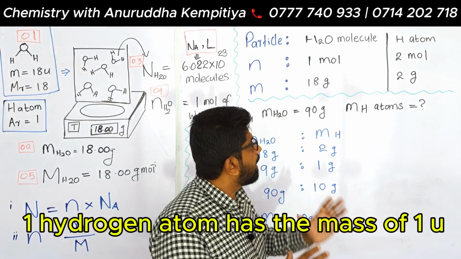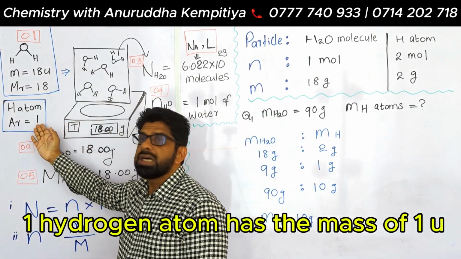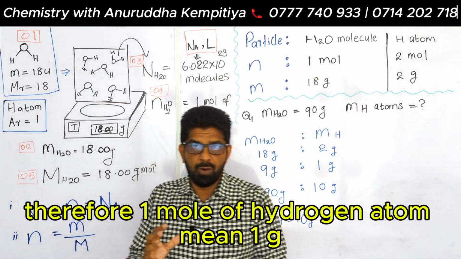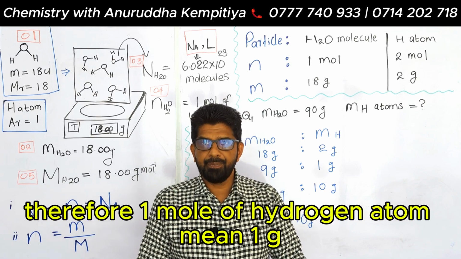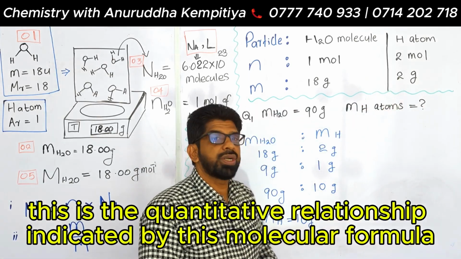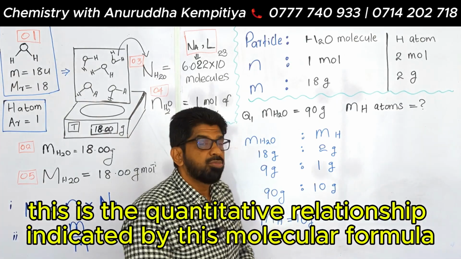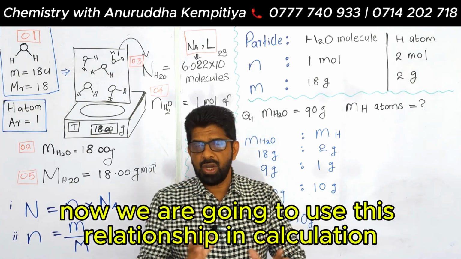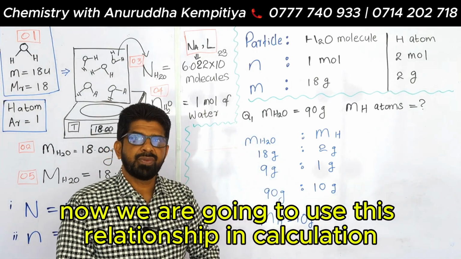Why? 1 hydrogen atom has a mass of 1 u. Therefore, 1 mole of hydrogen atoms means 1 gram. Then 2 moles of hydrogen atoms means 2 grams. So this is the quantitative relationship indicated by this molecular formula. Now we are going to use this relationship in calculation.